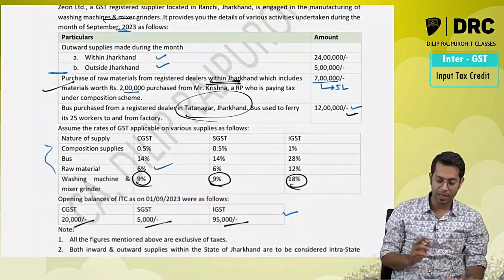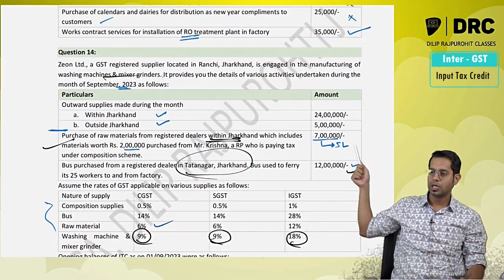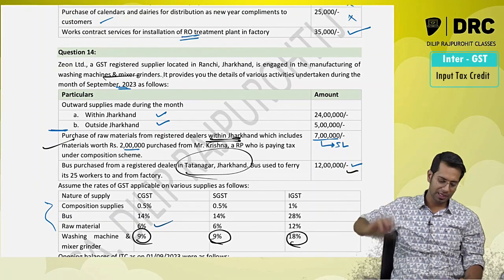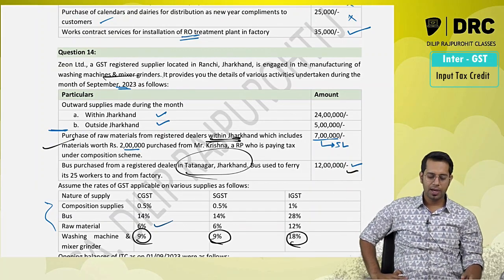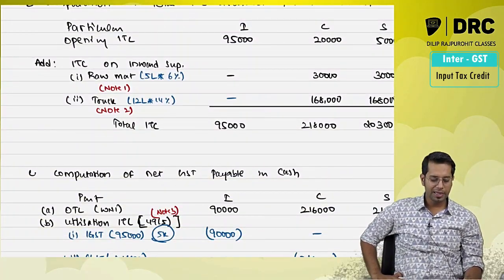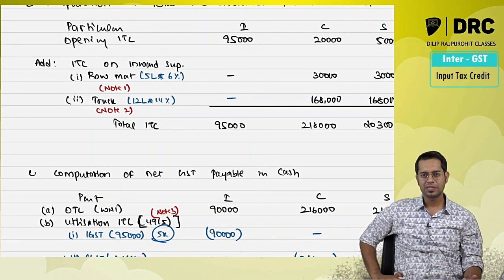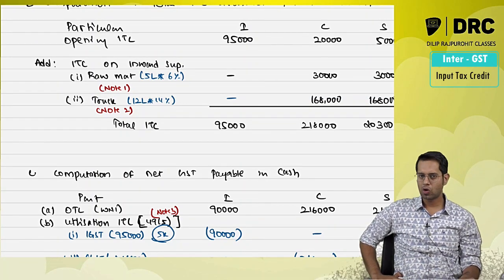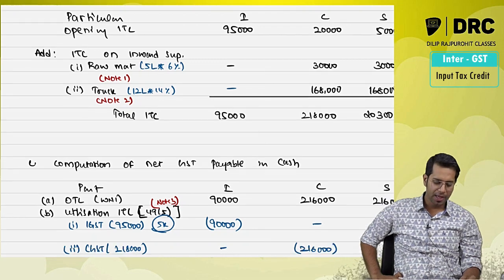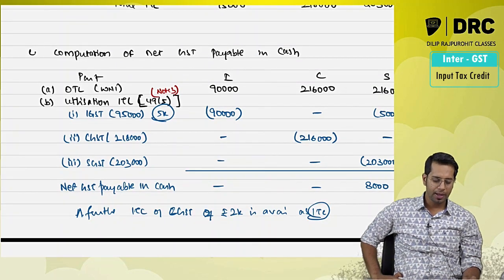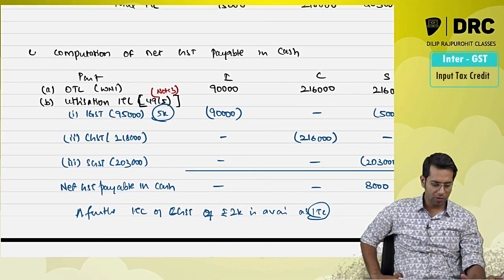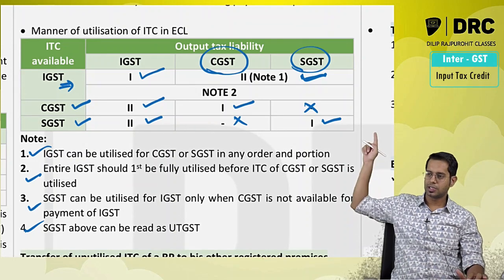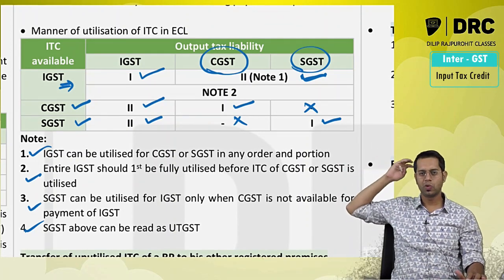Total purchases which were made by me was 7 lakh rupees. So on that 7 lakh, only on 5 lakhs I am taking input tax credit. Then note number 2: ITC on truck which is used for transportation of the goods can be availed. It is not blocked under 17 subsection 5. Then for note number 3, you will have to write this utilization of input tax credit.